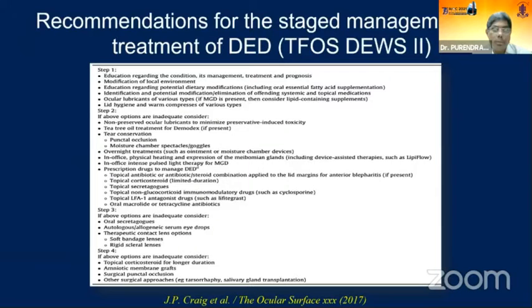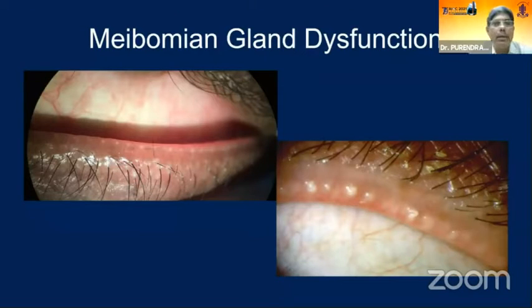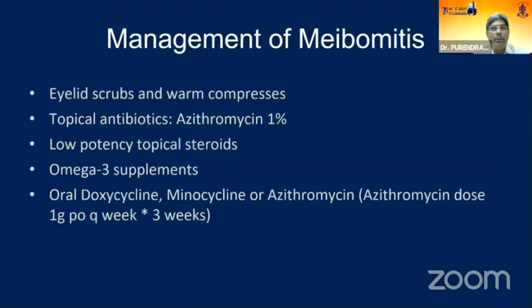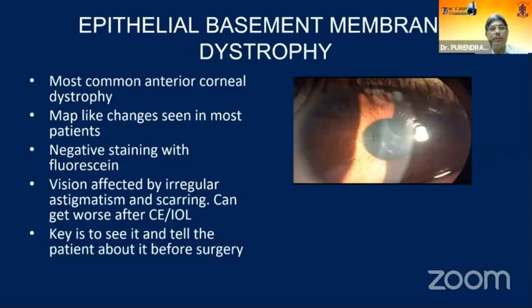It all depends on evaluating the patient on slit lamp examination and in the dry eye clinic, then we can treat these patients accordingly. And this is the condition of Meibomian gland dysfunction. A lot of fatty discharge is there, which coats the surface. Manage them beforehand using eyelid scrubs and warm compresses. Use topical antibiotics, azithromycin 1%, low potency topical steroids, omega-3 supplements, oral doxycycline, or azithromycin. Maybe we can give it 3 weeks prior to the surface treatment.